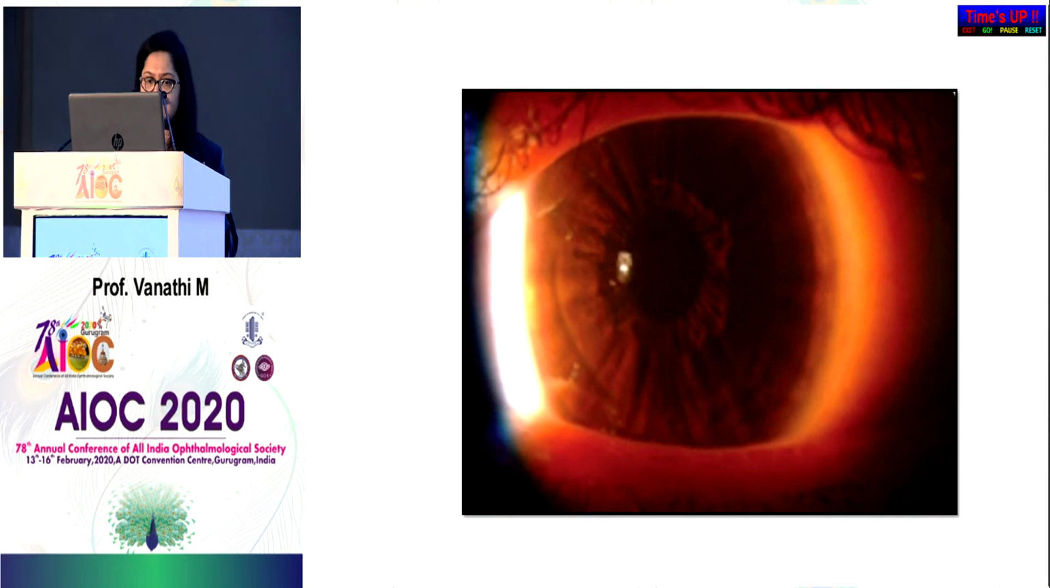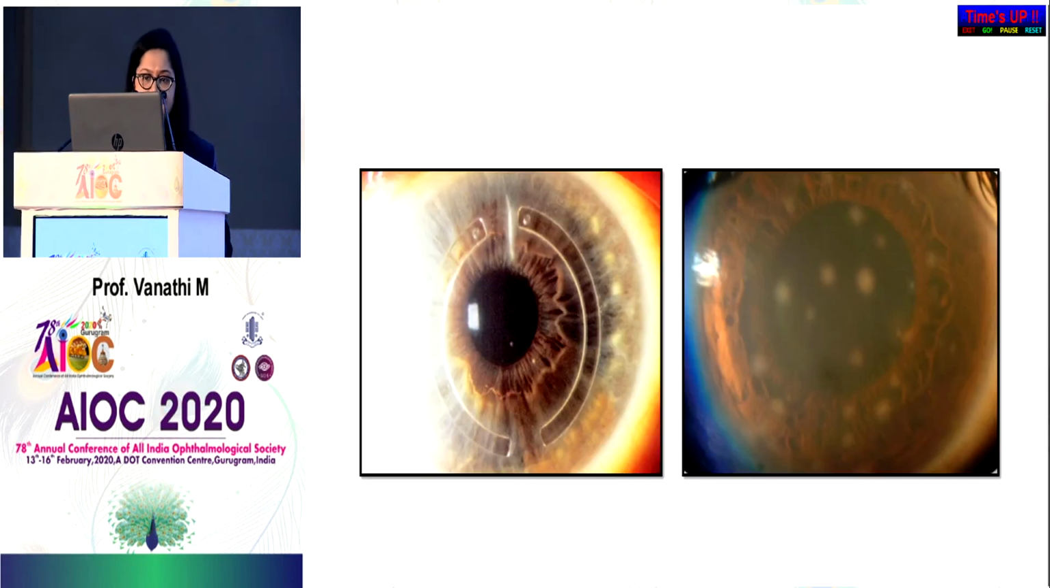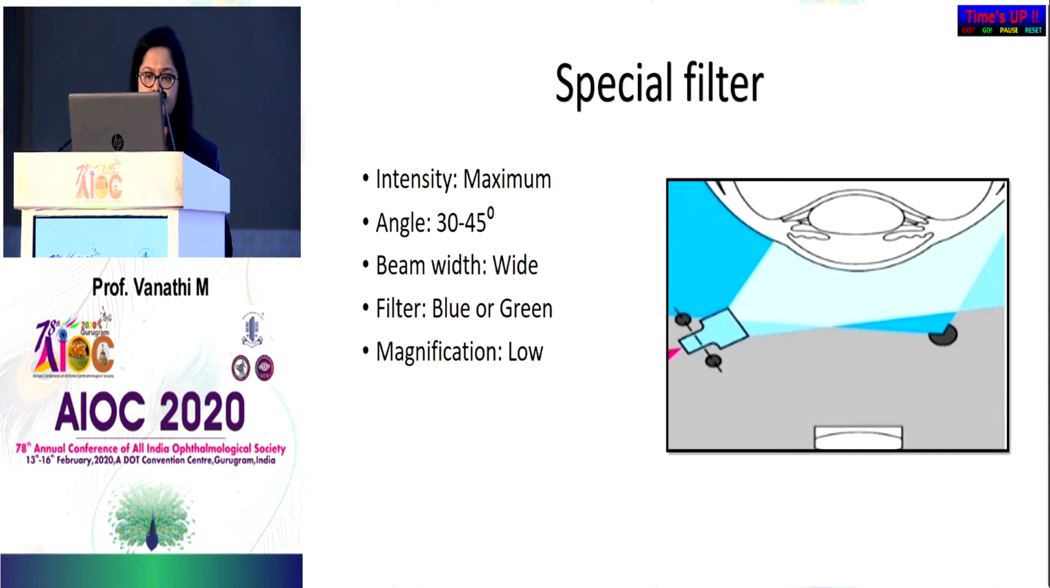This is a normal case. Here on examining, putting the light on the sclera, you can see a halo around the cornea. Here you can see on the left side, this is a diffuse illumination, and on the right side, this is a sclerotic scatter. The scar has become more prominent. You can also visualize corneal rings. This is intact, and in the second diagram, you can see the infiltrates have become more prominent on sclerotic scatter.